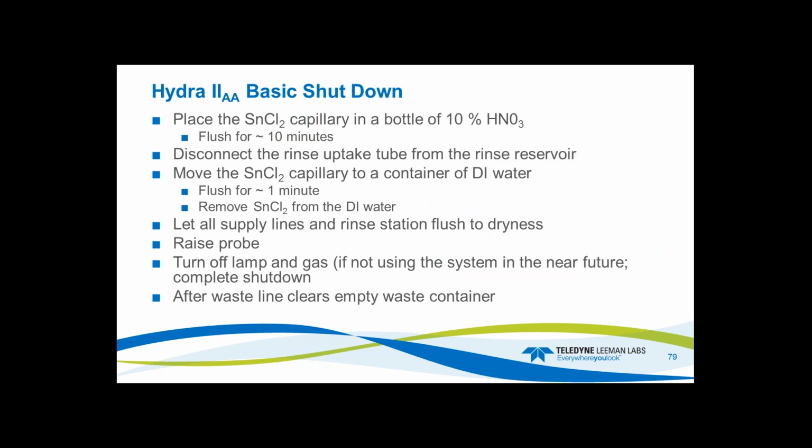Basic shutdown. Place the stannous chloride capillary into 10% nitric acid. You want to flush for about 10 minutes. This will keep things from precipitating out in the lines in the GLS. Disconnect the rinse uptake tube from the reservoir. Move the stannous chloride to DI water. Flush for 1 minute. Remove the stannous from the DI water. Let the supply lines flush to dryness.